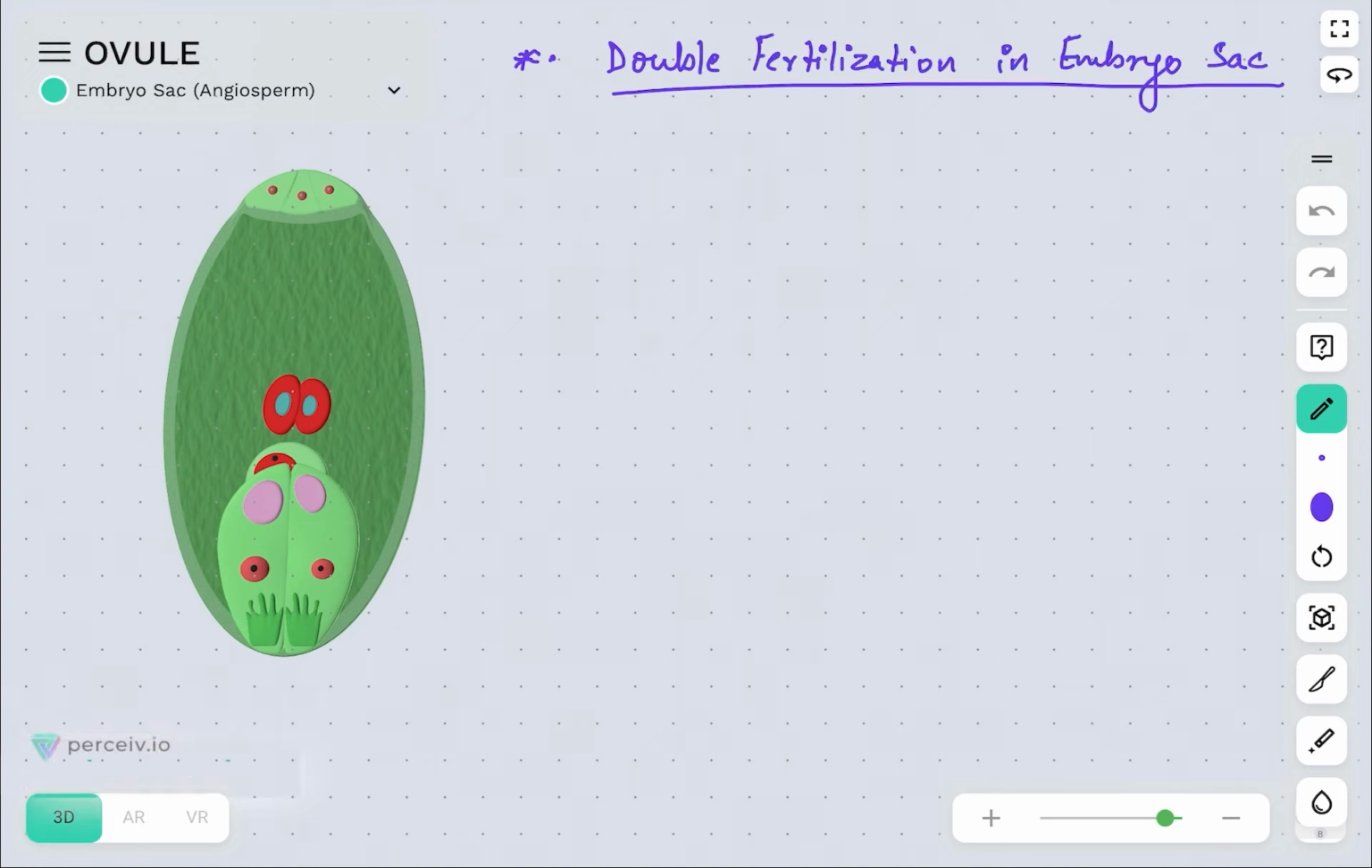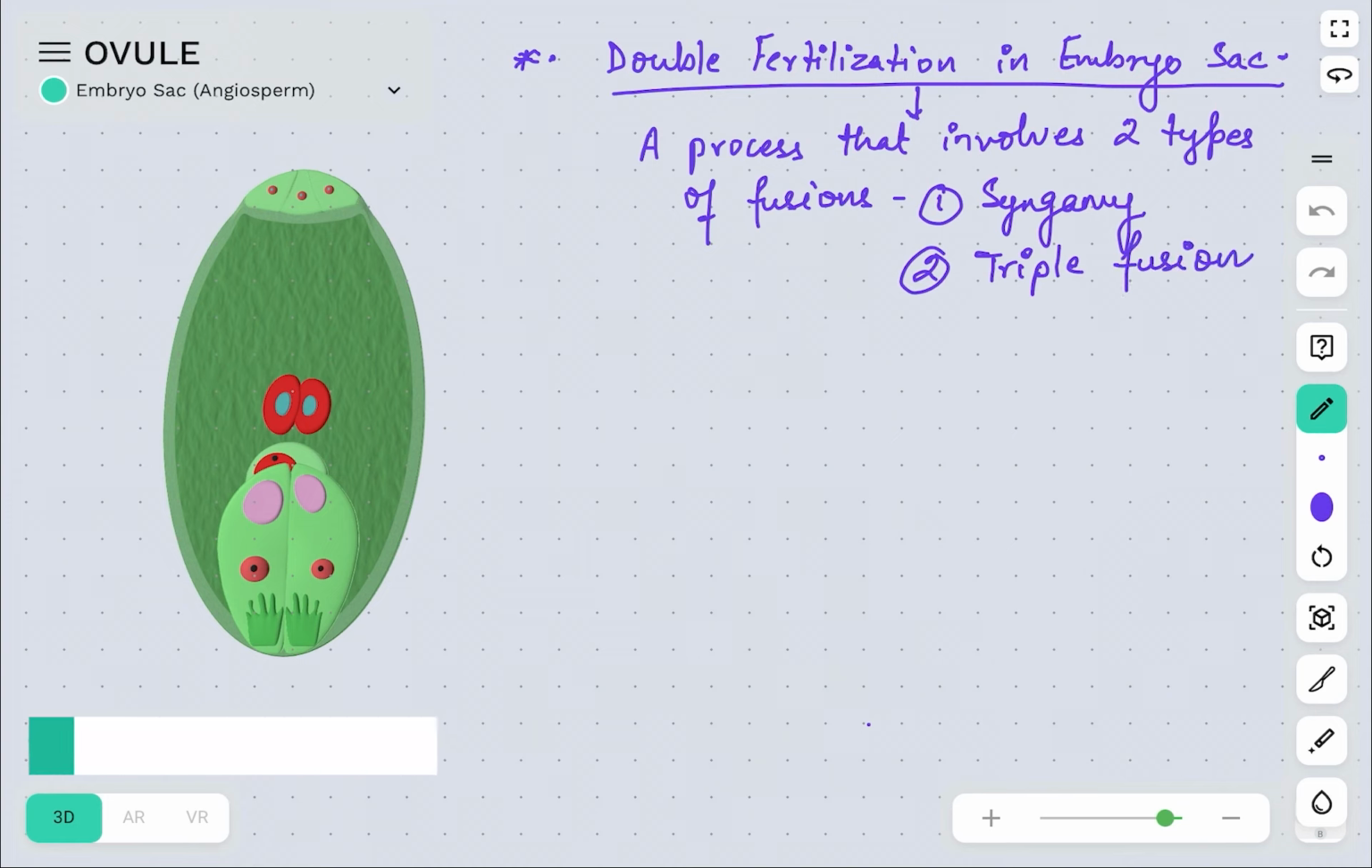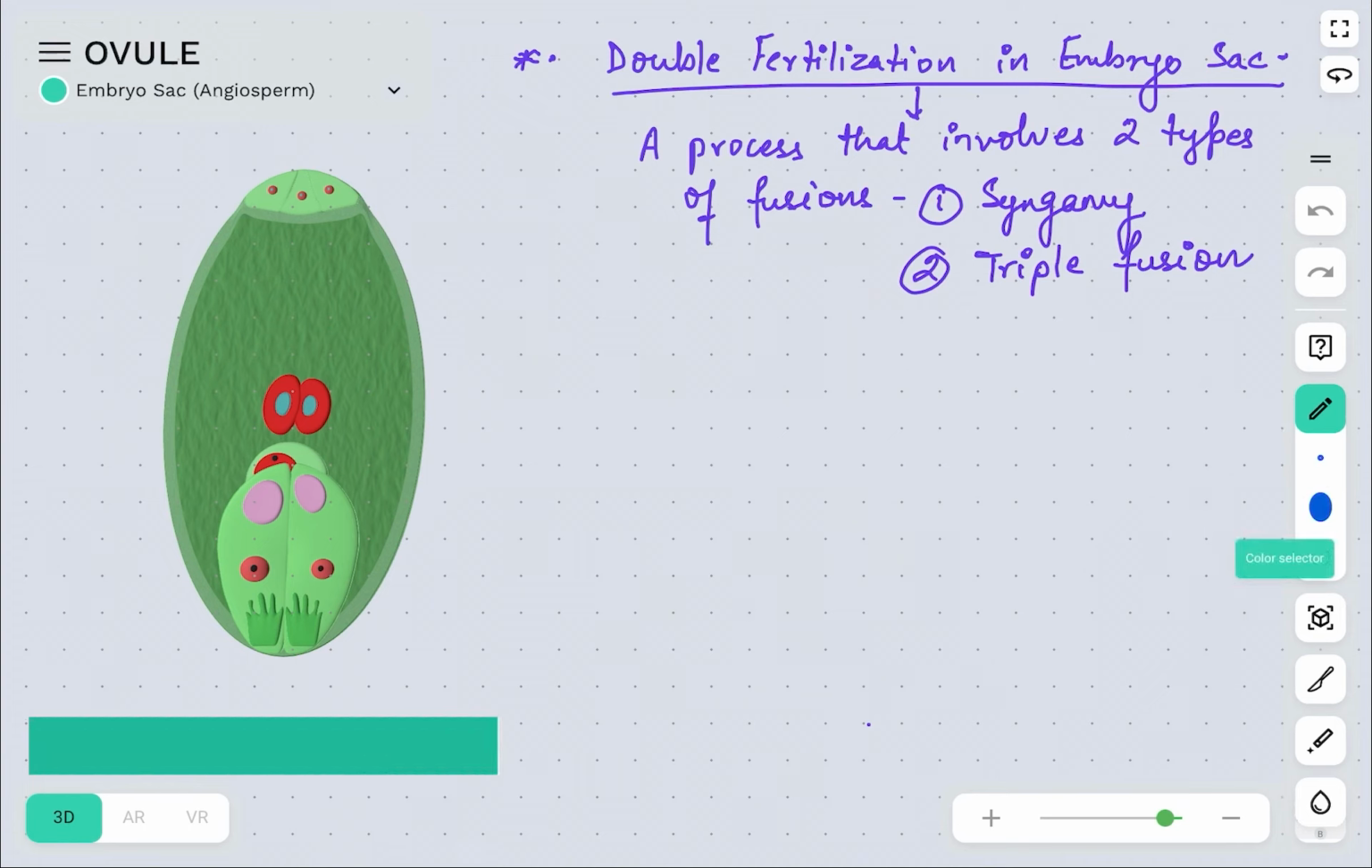Now, since the word double fertilization is suggesting that there will be 2 types of fusions being involved, it is a process that involves 2 types of fusions. The first one is called Syngamy, and the second type of fusion is called triple fusion. We will see the exact location or the exact cell in the embryo sac where these 2 types of fusions are actually being found. Now we will first talk about the Syngamy.